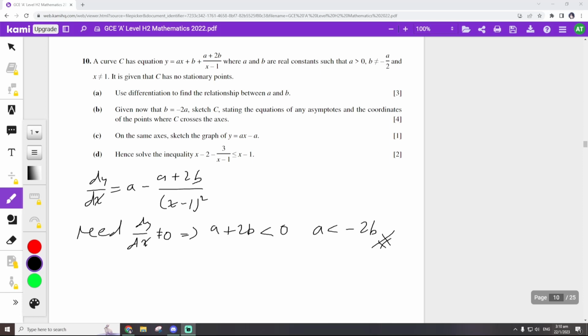Given now that b is negative 2a, sketch C. So if I put b is negative 2a into my inequality, I will get negative 3a is less than 0, which is clearly true. So there's no stationary point on this curve.